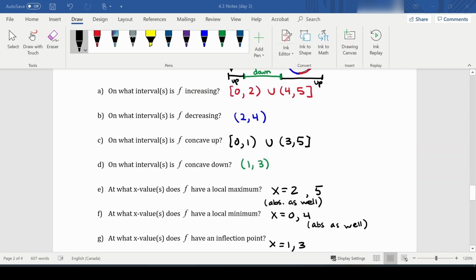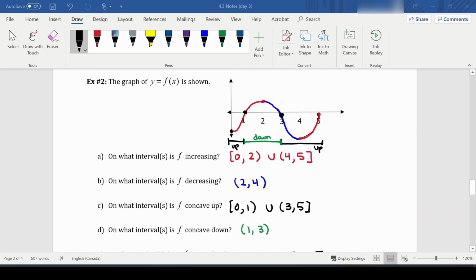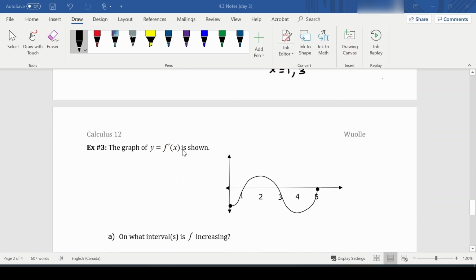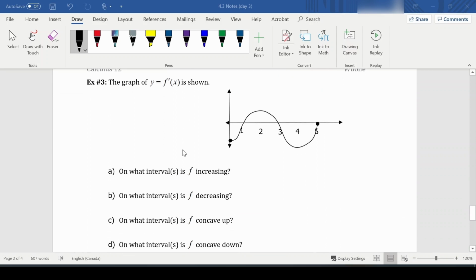If I went too fast there for you, you're welcome to scroll backwards. Now we're going to next look at, what if I gave you the graph of f prime instead of f? The original function is what we're being asked about, but I'm being given the graph of f prime. So I don't actually have the graph of my function here. So now I'm going to be looking at this as if it's f.